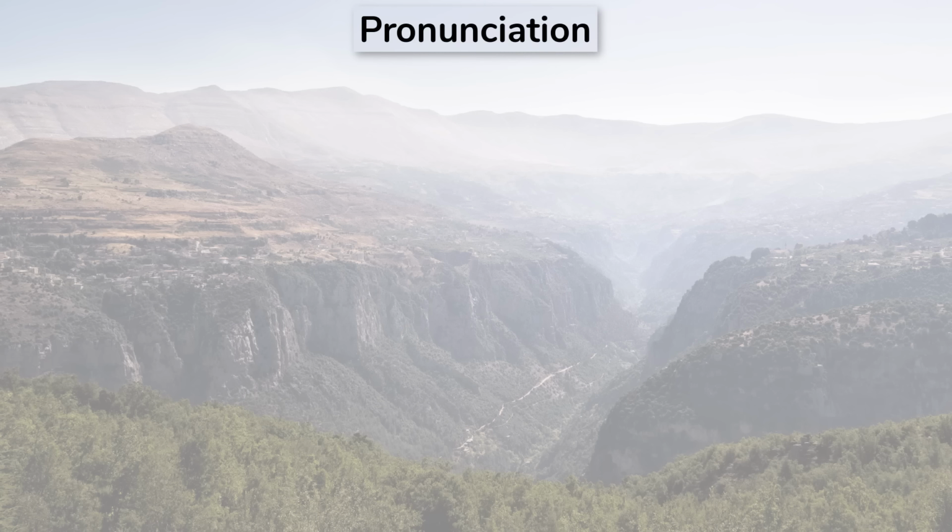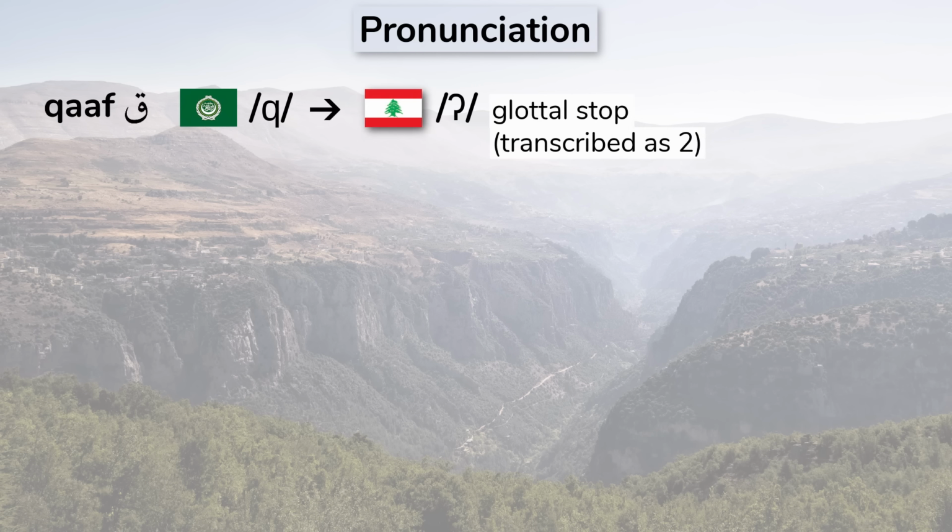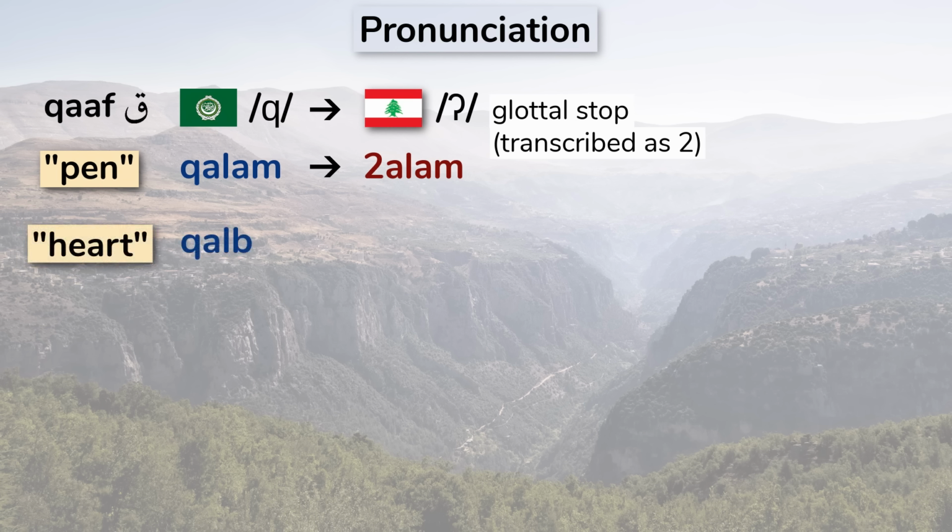Pronunciation. The pronunciation of Lebanese Arabic is different from modern Standard Arabic in numerous ways, including both consonants and vowels. For example, the Arabic letter qaf, which represents the sound q in Fusha, is pronounced as a glottal stop in Lebanese. قلم meaning pen becomes ألم, قلب meaning heart becomes أَلب. For a student of Fusha, this might seem strange, like the sound just disappears from words.